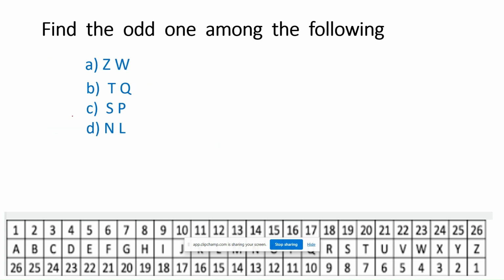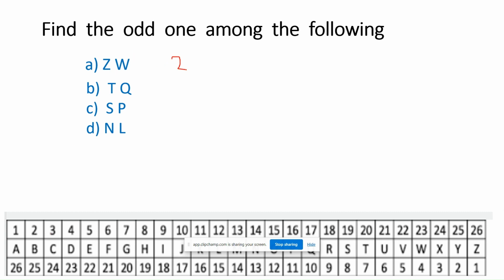Okay. Now let us see the third one. Find the odd one among the following. They have given some letters. Okay. In this way, you have to find out the odd one. So first of all, let us write the numbers for the letters. See, this is the table I have written. In any type of exams, you can write like this. From A to Z, you write the letters, and above that, you can assign the numbers for them. So in the first option, what is Z?